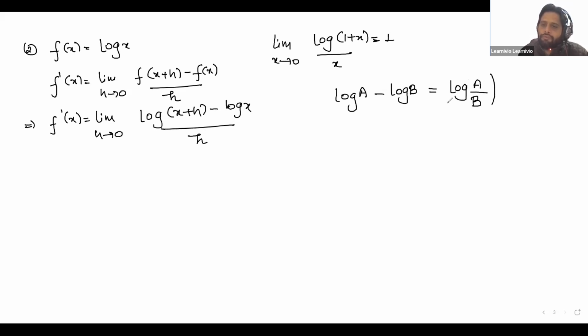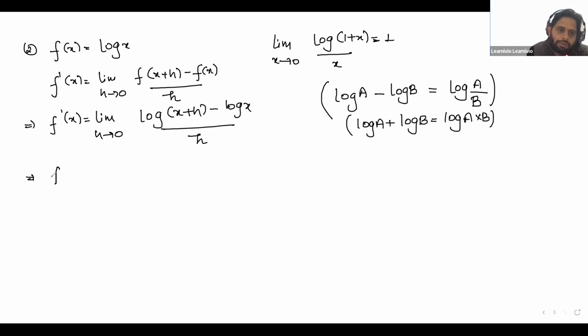Further details on log we can do later on. And we have one more formula: if we have log a plus log b, then this is equal to log a into b. So if we have a subtraction, we have a division here. If we have an addition, then we have a multiplication here.